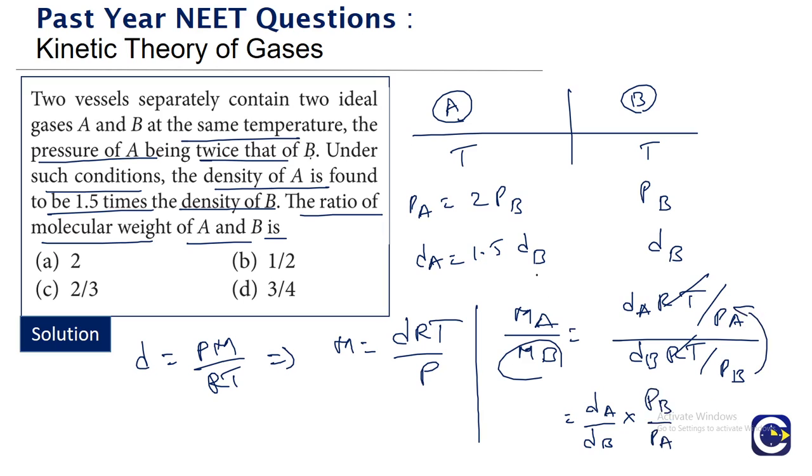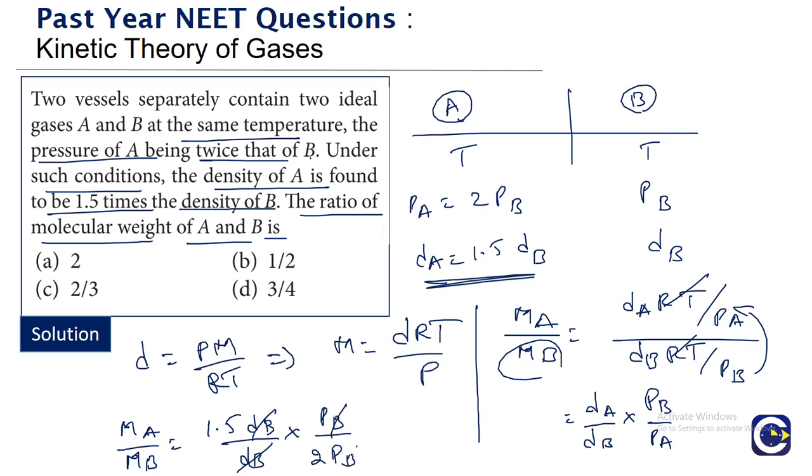What is dA by dB? From here, dA we can write as 1.5 dB. Look at this, I'm writing it over here. MA by MB is what, dA is 1.5 times dB, divided by dB, that will cancel, into PB divided by PA. PA is 2 times PB. So what is it, 1.5 by 2. 1.5 itself is 3 by 2. So it is 3 by 4. That is the ratio of the molecular weight of A to the molecular weight of B.